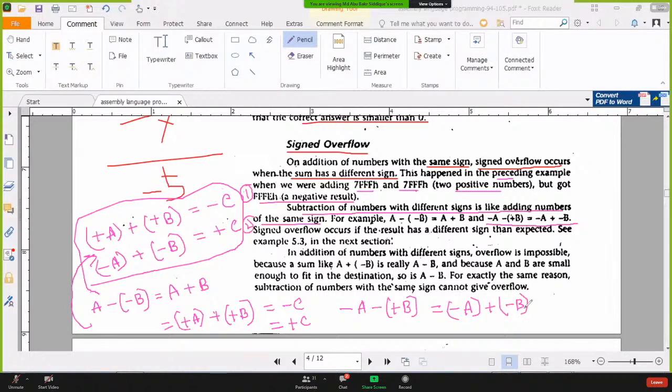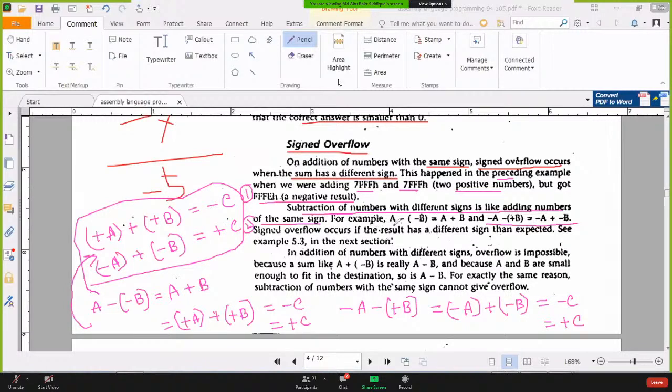So what does rule number 2 say? Minus A plus minus B: if the result is minus C, then no overflow. If the result is plus C, then there is overflow. Okay, and that is what it is saying here. So subtraction of numbers with different sign is like adding numbers with the same sign.